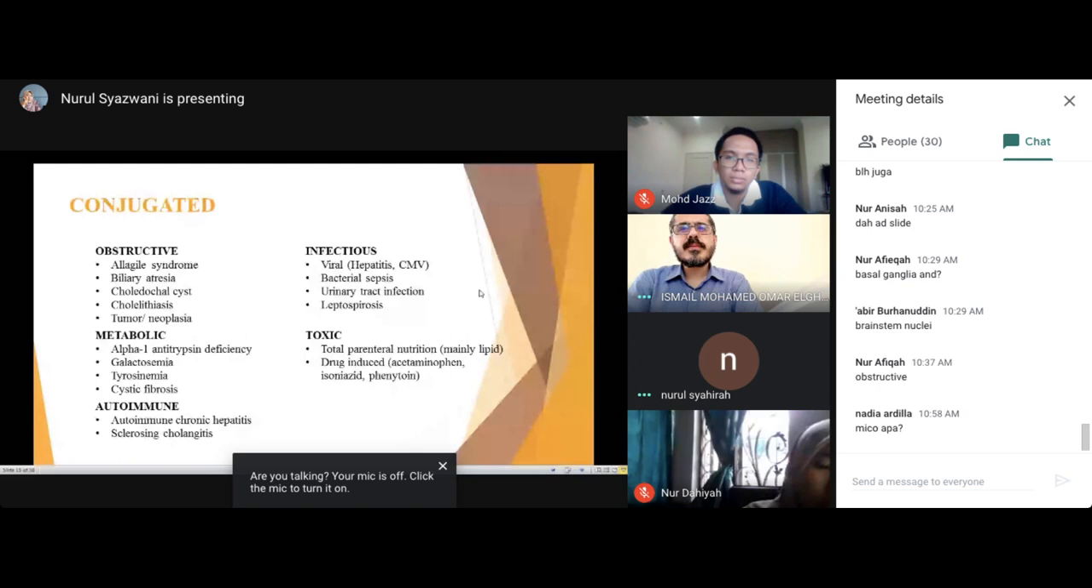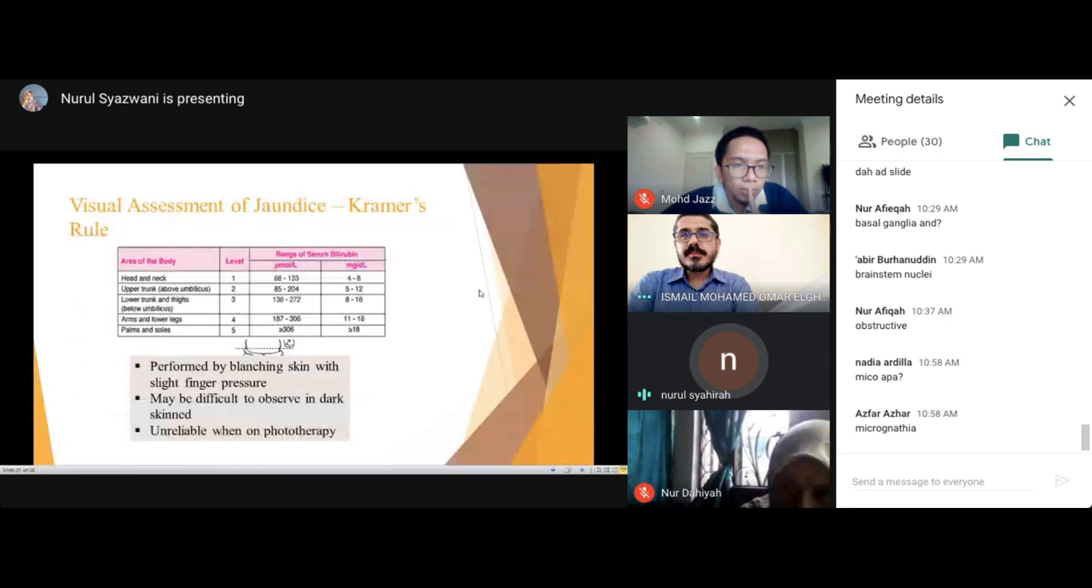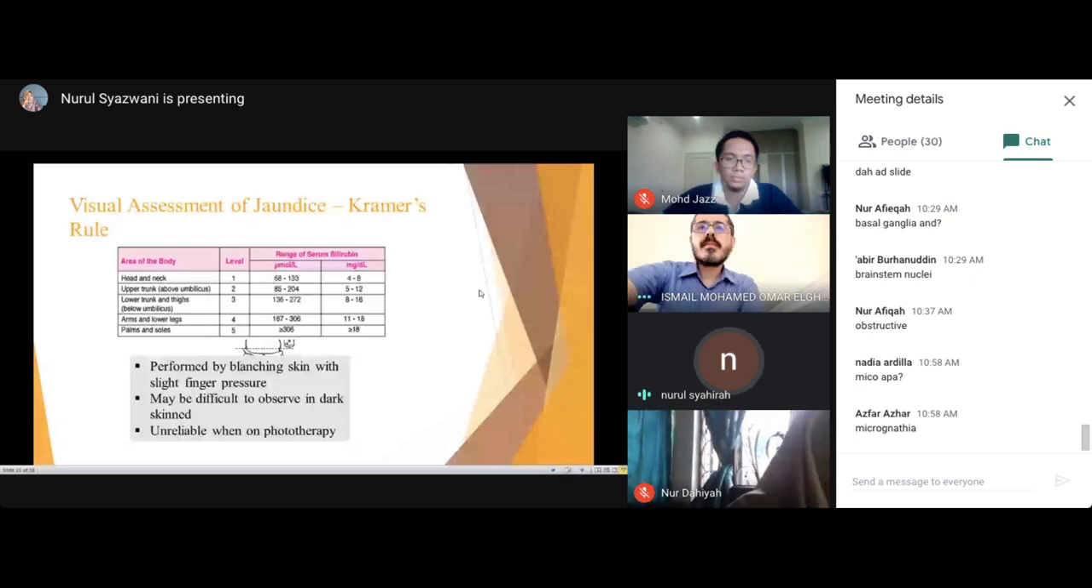Okay. So this one is the visual assessment for jaundice. We use Kramer's rule, in which we look at the area of the body with a yellowish discoloration, and then there's a range of bilirubin. We can perform it by blanching the skin with slight finger pressure. However, in babies with dark skin, it may be difficult to observe. This assessment is also unreliable when the baby is on phototherapy.